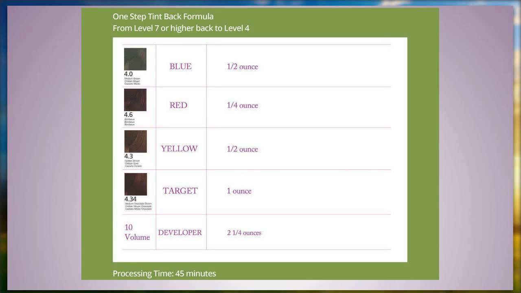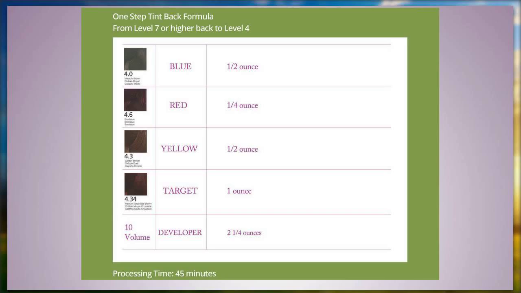Now, what happens if I'm a level 10 and I want to be a level 4, right? I want to get really dark or anywhere in between. All you have to do is modify the level of the color that you're using, but everything else stays the same. So I'll walk through this really quickly.